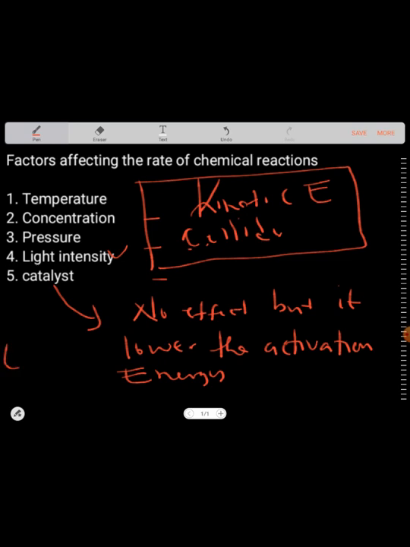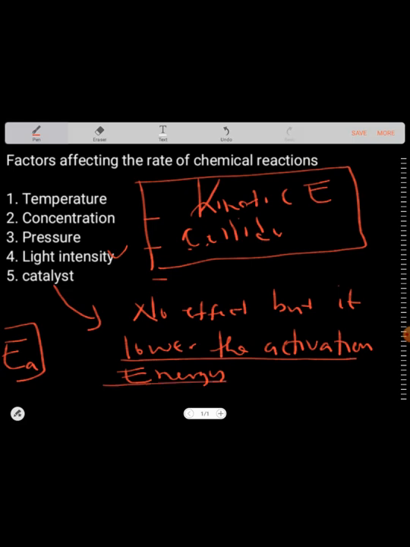The activation energy, by this symbol, is the energy required to start up a chemical reaction. That's what activation energy is: the maximum energy required to start up a chemical reaction. So a catalyst really has no effect on the chemical reaction. It only lowers the activation energy.